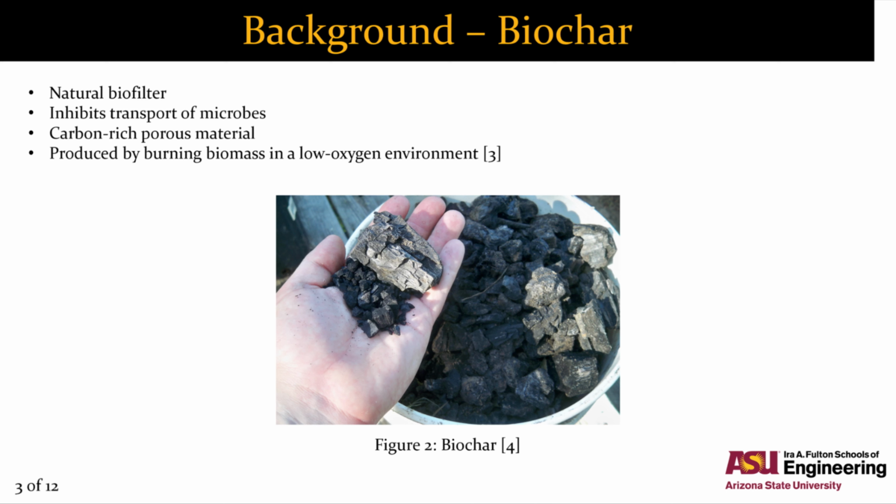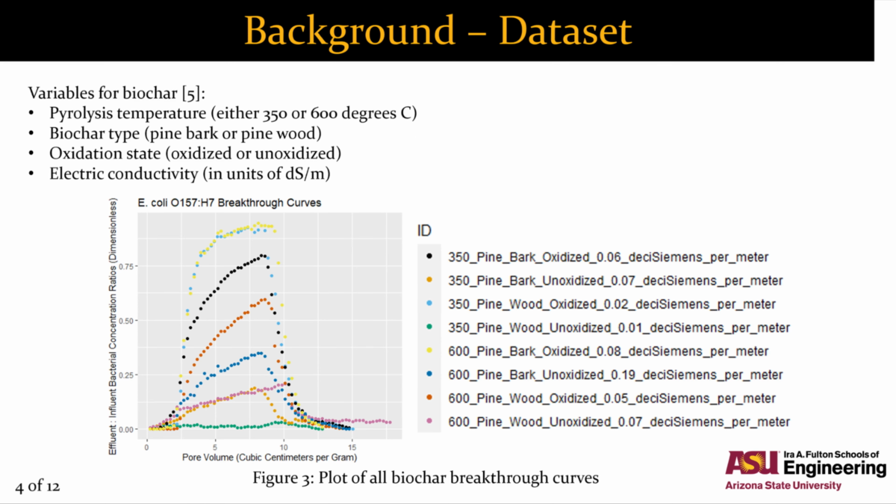Biochar is a carbon-rich porous material that is produced by burning biomass and organic material in a low-oxygen environment. In the article for this study, researchers tested many different variables for biochar to see which one out of 8 different options is best for filtering E. coli. The first variable is pyrolysis temperature, which is either 350 or 600 degrees Celsius.